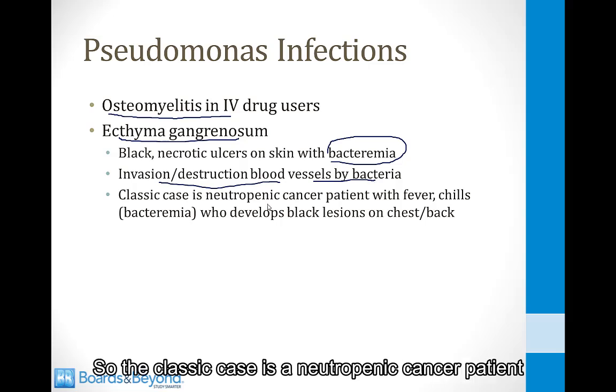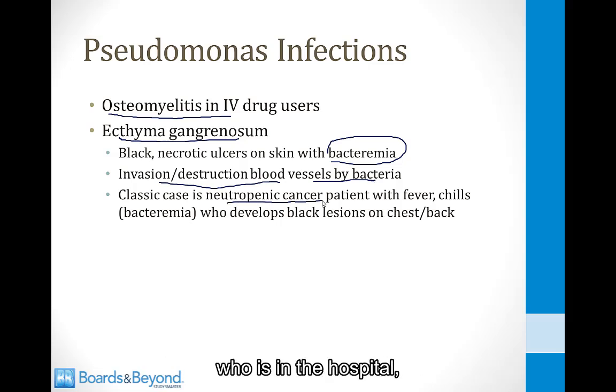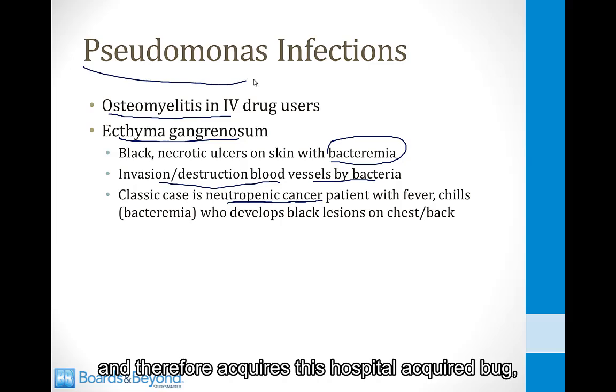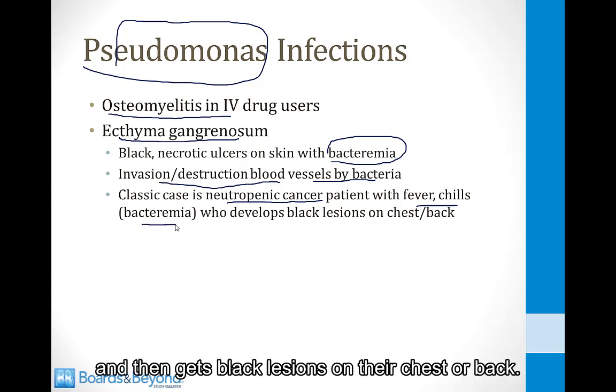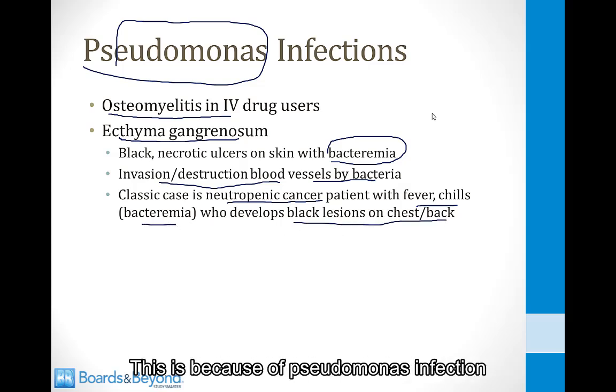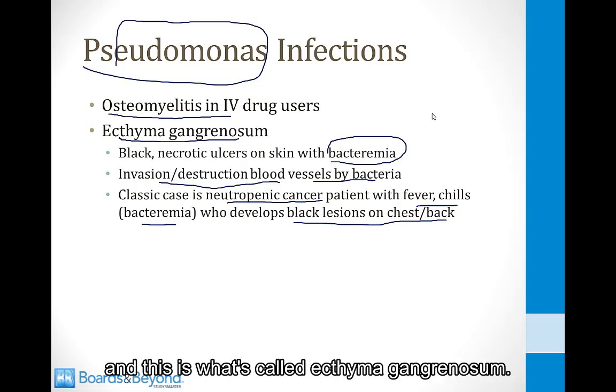So the classic case is a neutropenic cancer patient who is in the hospital and therefore acquires this hospital-acquired bug and gets fevers, chills from bacteremia, and then gets black lesions on their chest or back. This is because of Pseudomonas infection, and this is what's called eczema gangrenosum.